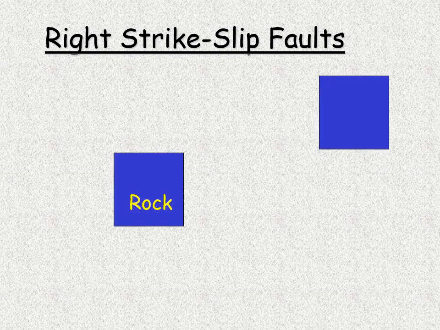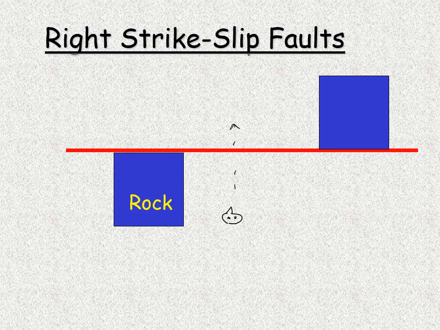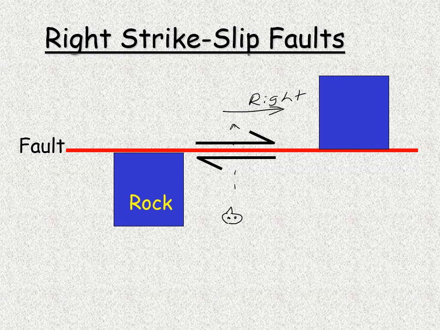Let's draw a right strike-slip fault. Here are the two rocks displaced along this line, which is the fault. And if you stand on this side now and look to the other side, it has moved to the right. Doesn't matter what side of the fault you stand, the other side has always moved to the right. So we can continue the diagram. That's the fault, and the other side is moving to the right, and that's the symbol for this side. So this is a right strike-slip fault.